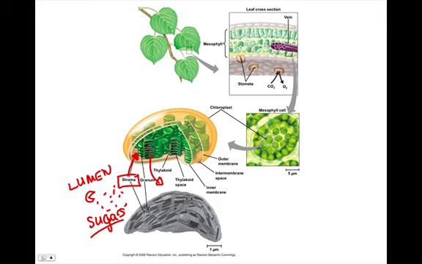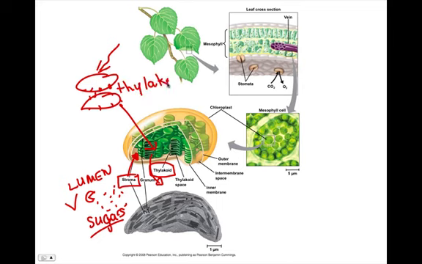Then inside the stroma, there's another membrane-bound region, and it looks like stacks of pancakes, those green things, and those are called thylakoids. So we've got a double membrane chloroplast, and then the stroma inside, which contains these enzymes, and then the thylakoid. The thylakoid is green because the pigments that absorb light energy are in the thylakoid membrane. The most famous of those pigments is chlorophyll. So we'll focus in on that.